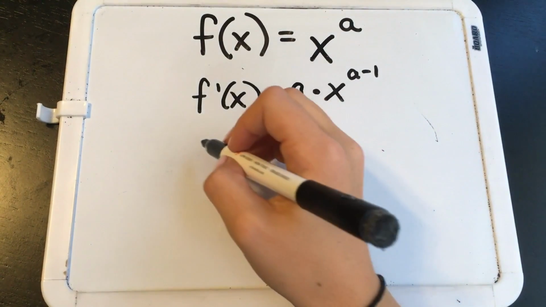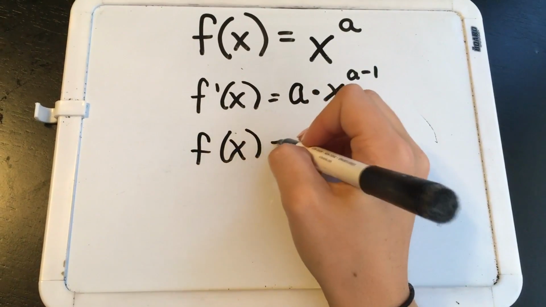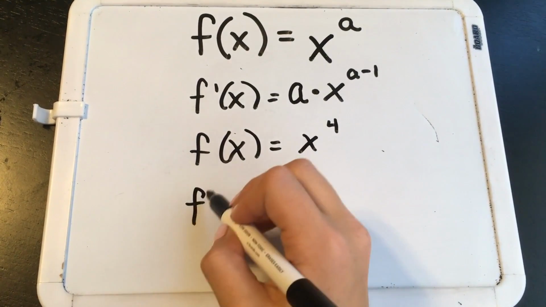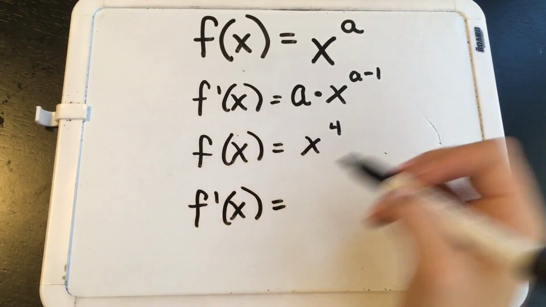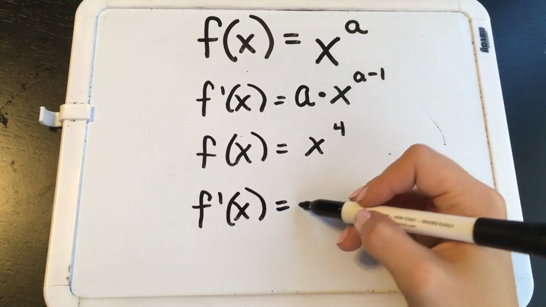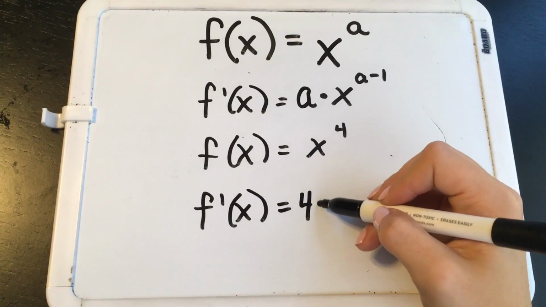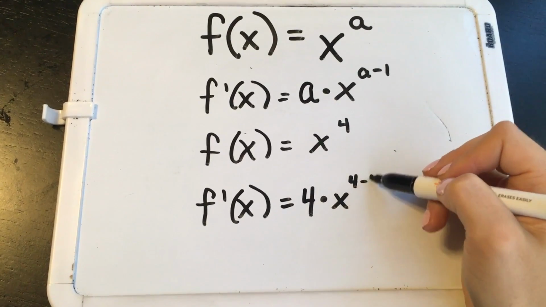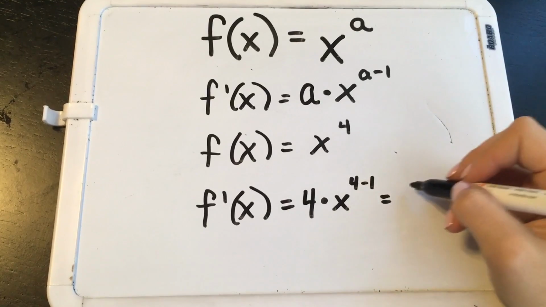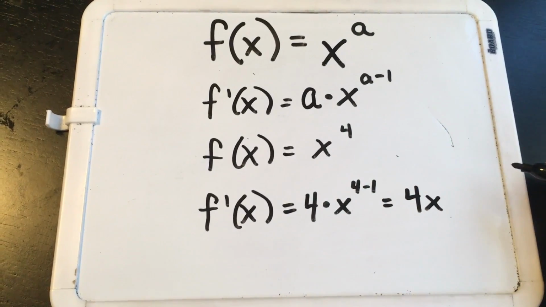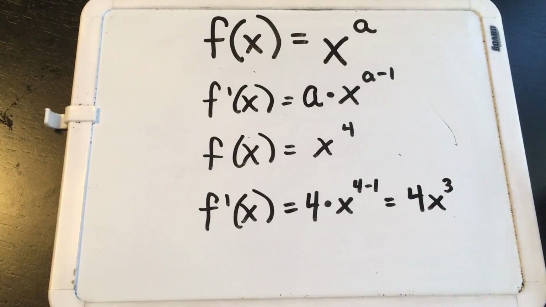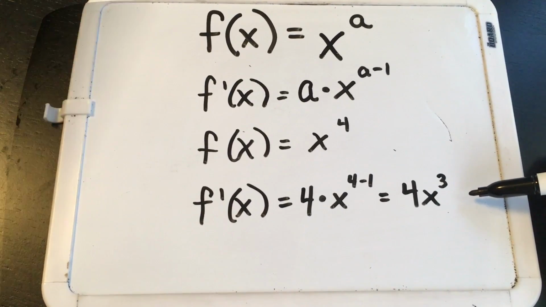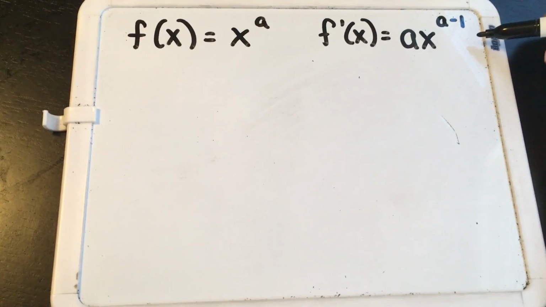Let's try an example. F of x equals x to the 4th power. And we're asked to find the derivative of this function with respect to x. We bring the 4 down in front. We multiply it by x raised to the 4 minus 1. This becomes 4x, and 4 minus 1 is 3. So the derivative of x to the 4th is just 4x to the 3rd. I placed the formula on the top of the screen for reference.